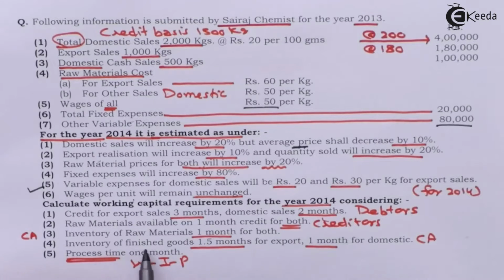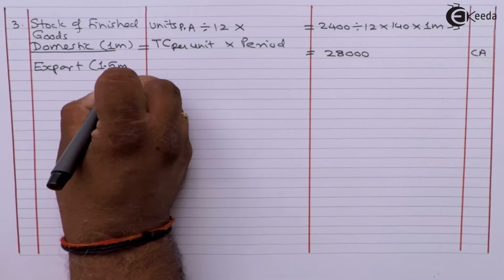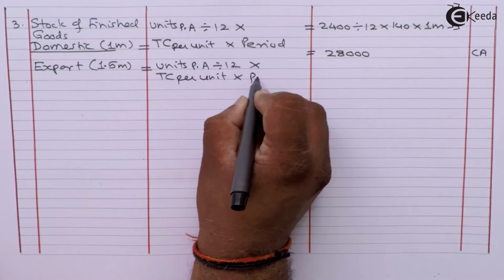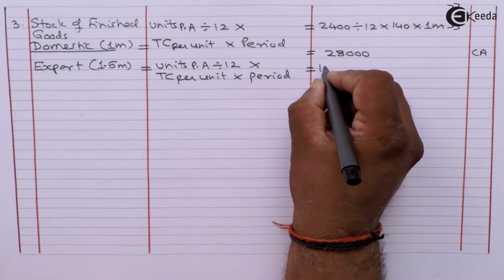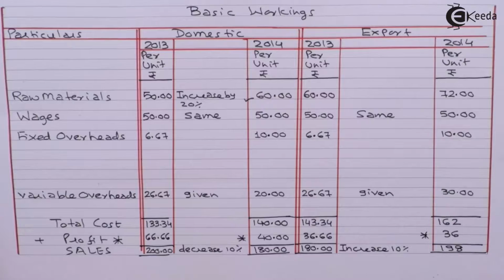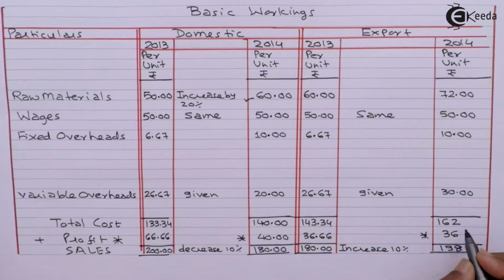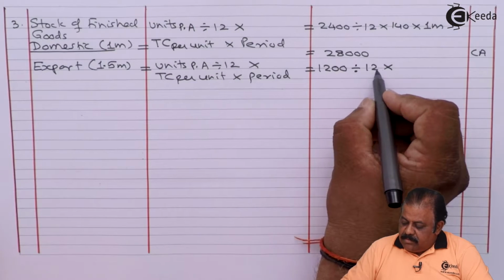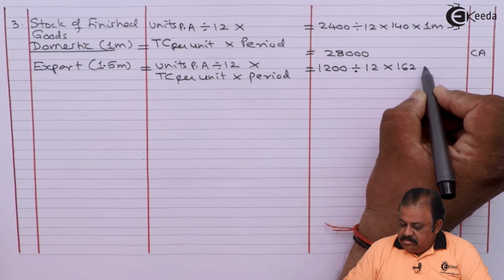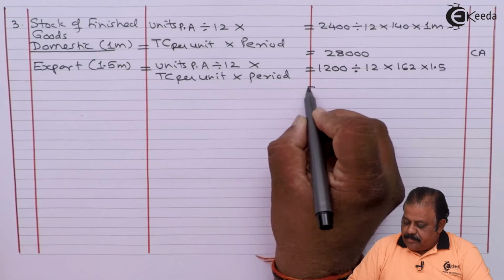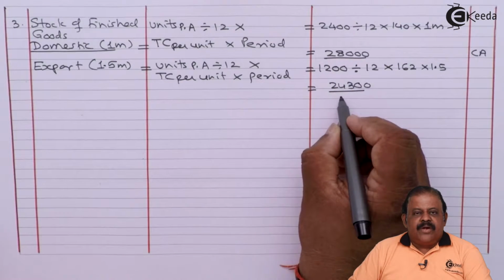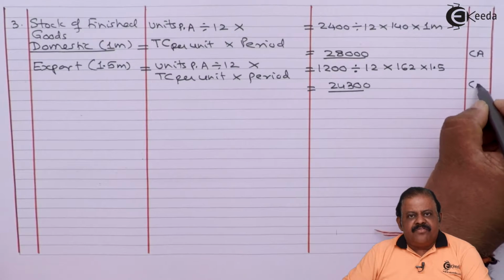In case of export market, inventory of finished goods is 1.5 months for export. Total cost per unit estimated is 162 rupees. 1200 divided by 12 multiplied by 162 multiplied by period 1.5 months. It is 24,300. This will be part of current asset.